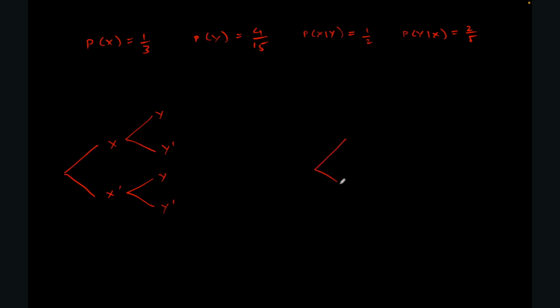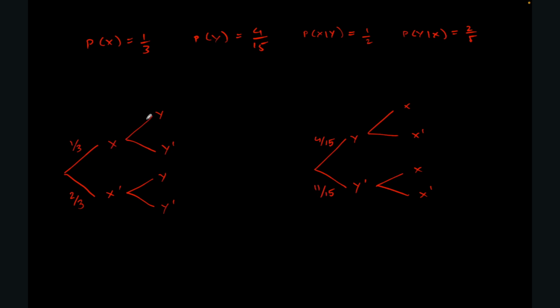Okay, it's going to start with y and y dash, and I'm going to have x and x dash. So let's say if I start first with event x, the probability of x happening is a third. The probability of x not happening is 2/3. The probability of y happening is 4/15, and the probability of y not happening is 11/15.